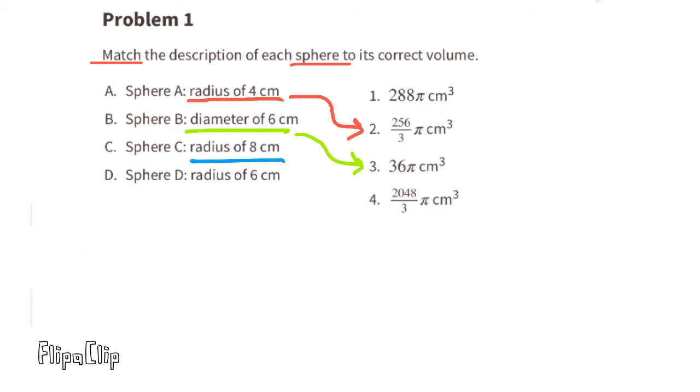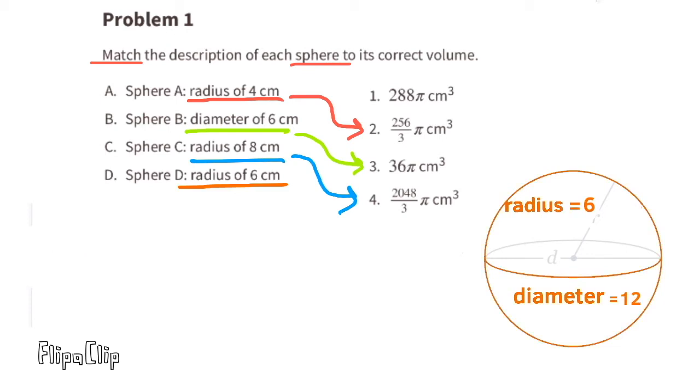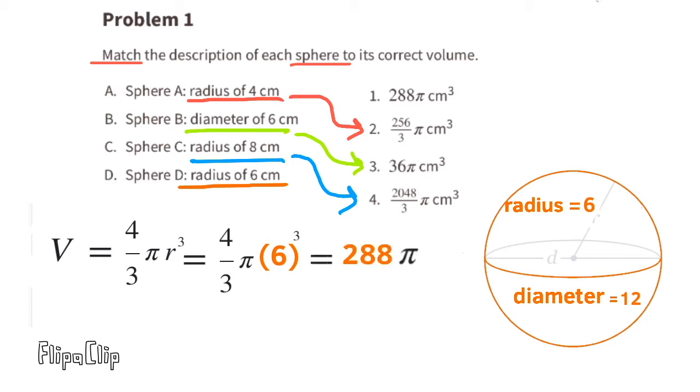Sphere C has a radius of 8 centimeters, so we can substitute the r with an 8. 4 times 8 to the 3rd power equals 2,048. Sphere C matches volume 4. Sphere D has a radius of 6 centimeters, so we can substitute the r with a 6. 4/3 times pi times 6 to the 3rd power equals 288 times pi. Sphere D matches volume 1.